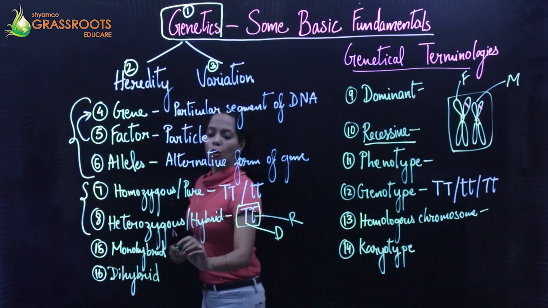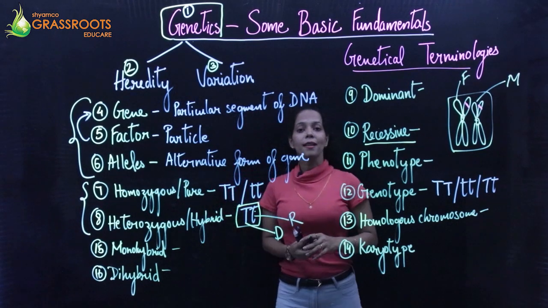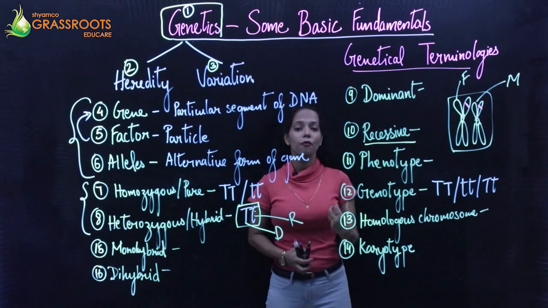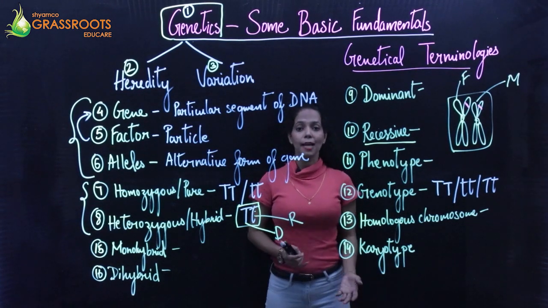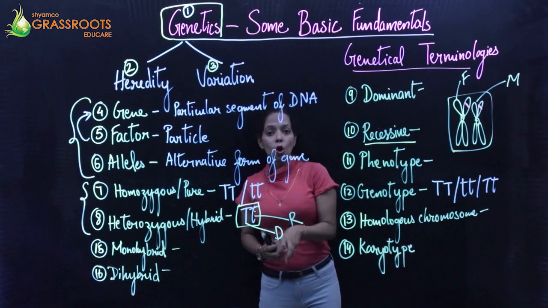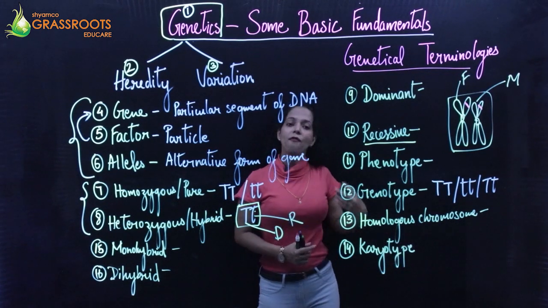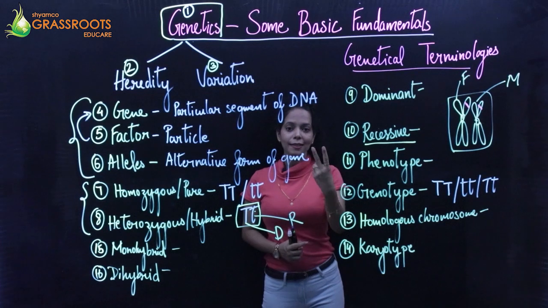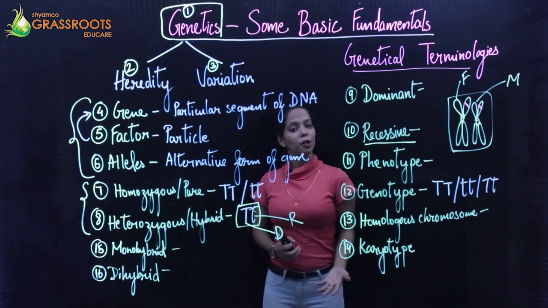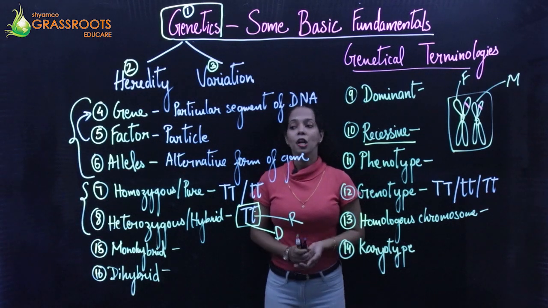Now what is monohybrid? Monohybrid is the study of inheritance of a single character. For example, if I'm studying the inheritance of only height, then it is a monohybrid experimental study. If I'm studying the inheritance of two characters at a time, it is dihybrid. Then trihybrid is three, but you don't have trihybrid in your syllabus.